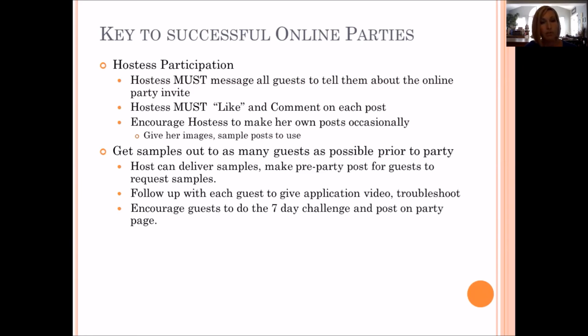Another important part to a successful online party is getting samples out to people. You can do this by having the host deliver samples. You can give them sample packets ahead of the time before the online party and ask the host to pass these out to friends that she thinks will like Jamberry. Make sure the hostess is also getting email or some type of contact information from these people so that you can contact them and give them the application videos.